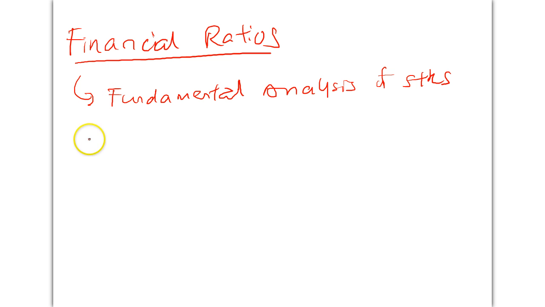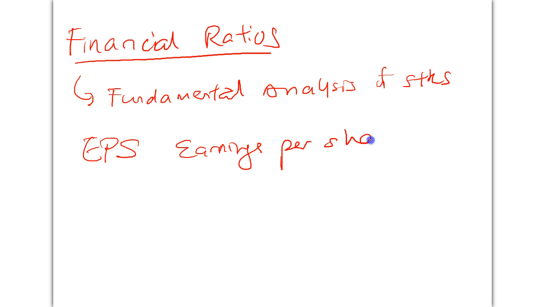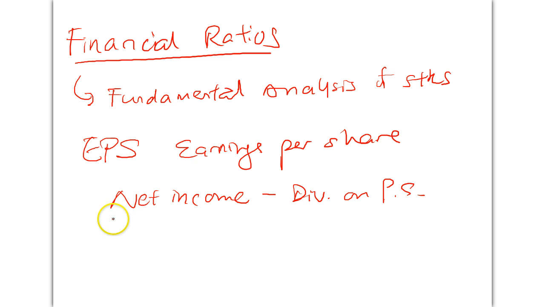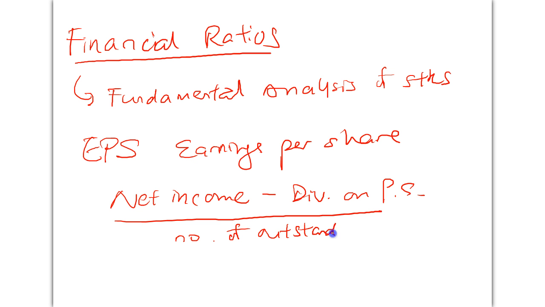The first financial ratio that we'll be showing is the EPS, or the earnings per share. It is essentially calculated as the total earnings divided by the number of shares, or the net income of the company minus any dividends on preferred shares, divided by the number of outstanding shares. Earnings per share is a very important variable in determining a share price.